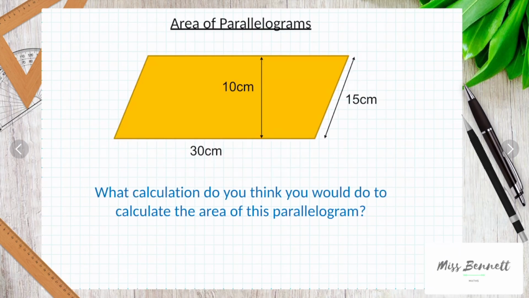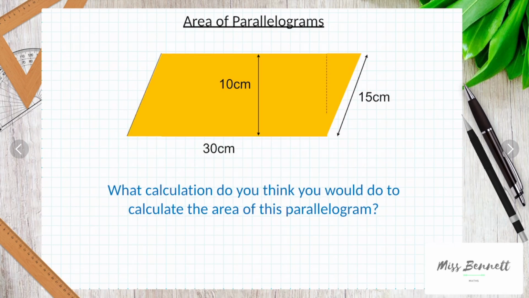Take a look at this shape. This is a parallelogram. Have a think what calculation you would use to work out the area of this parallelogram. Maybe you could think about other shapes that we've already found the area of, such as a triangle, a rectangle, or a square. The way we calculate area of a parallelogram is to make it into a rectangle. Once we've made it into a rectangle, we simply use the base multiplied by the height, and that will be our answer, making sure we're using a base and a height which are perpendicular to one another.